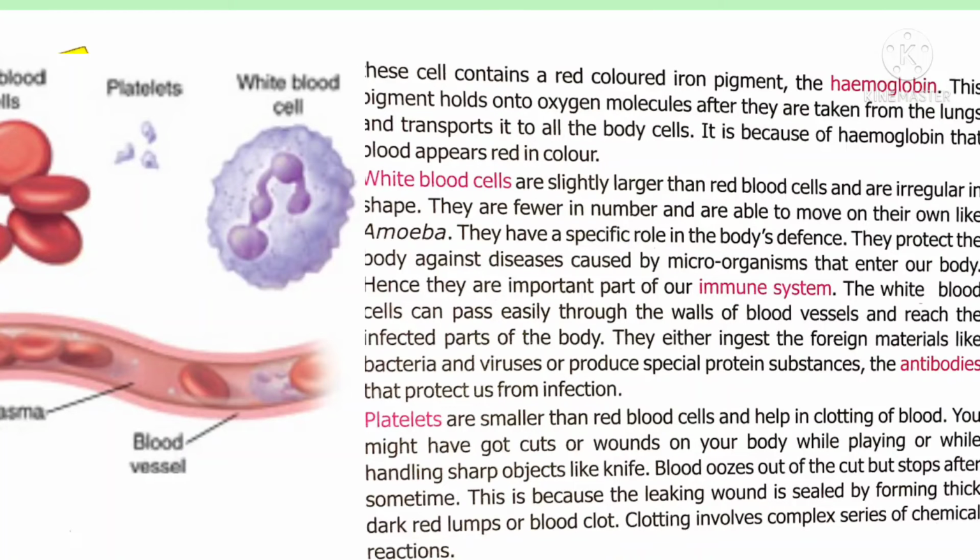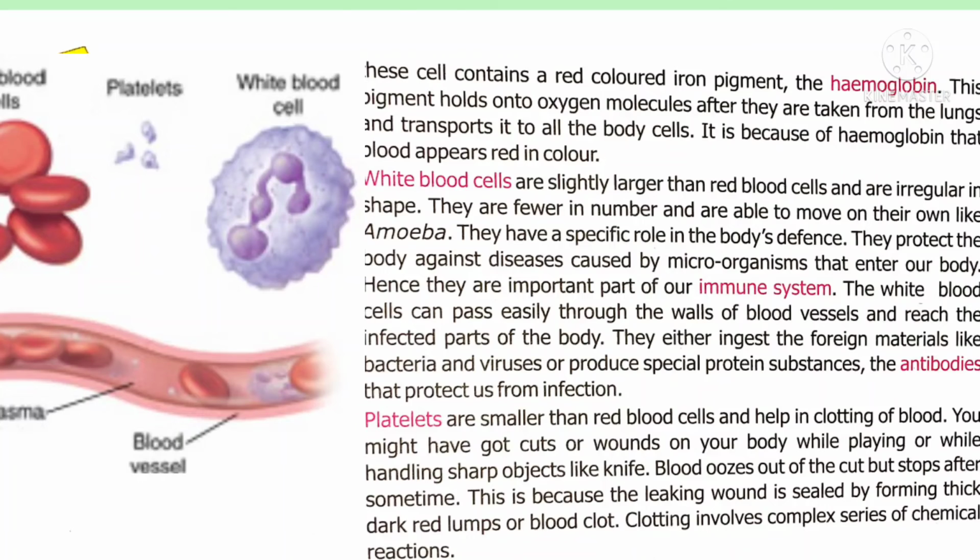The third type of blood cell is the platelet, which is smaller in size than a red blood cell. They help in clotting of blood. If any cut happens on our body, what happens? Blood oozes out through the cut. So whose function is it to clot the blood, that means to stop the blood from coming out? That is the platelet. This platelet is a blood cell which clots the blood and stops the blood oozing out. This clotting involves a complex series of chemical reactions.